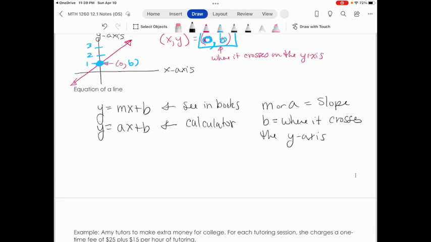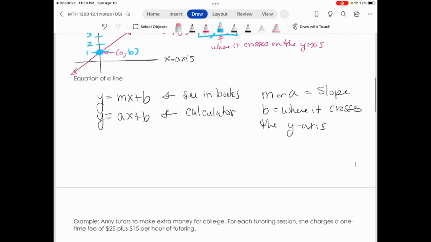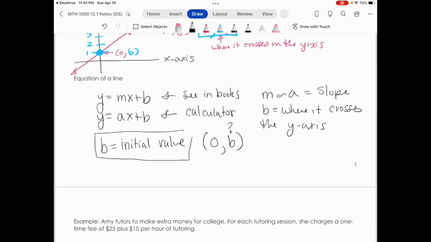Now, in real life, we said the slope was going to be represented by a rate. In real life, typically, your b or your y-intercept is your initial value because it's your starting point. When x is 0, what are you starting at? What's your value of y? So this is what b typically means when we're talking about it in a real world application.